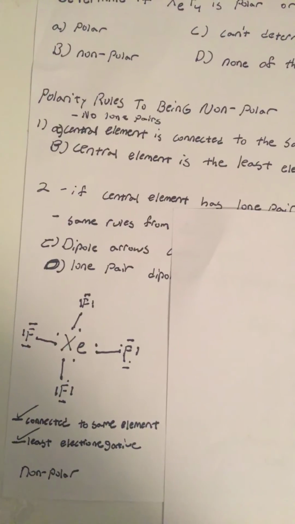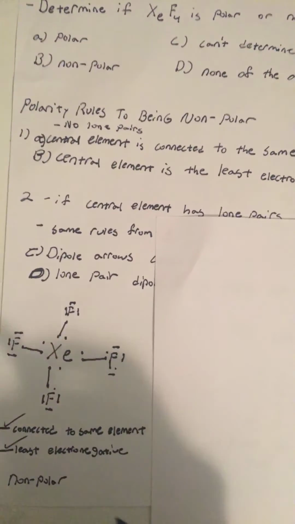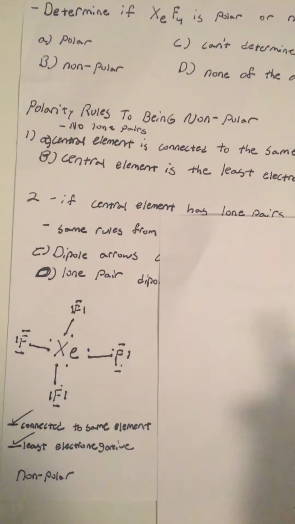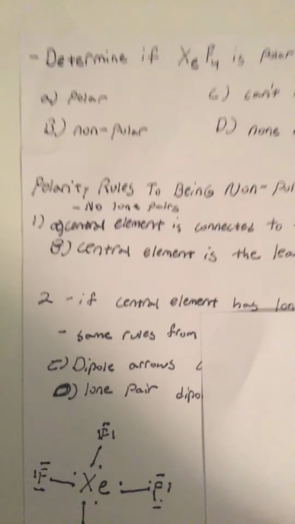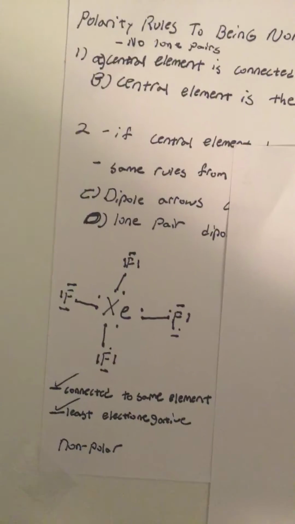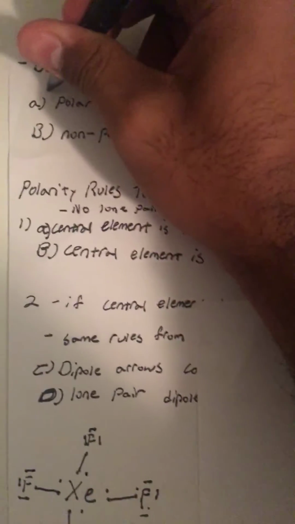And how do you determine electronegativity? Just remember it increases on the periodic table from left to right, and from bottom to top. So here we go. Is it polar or non-polar? Non-polar. It followed rules 1A and 1B to a T. So this is our answer.